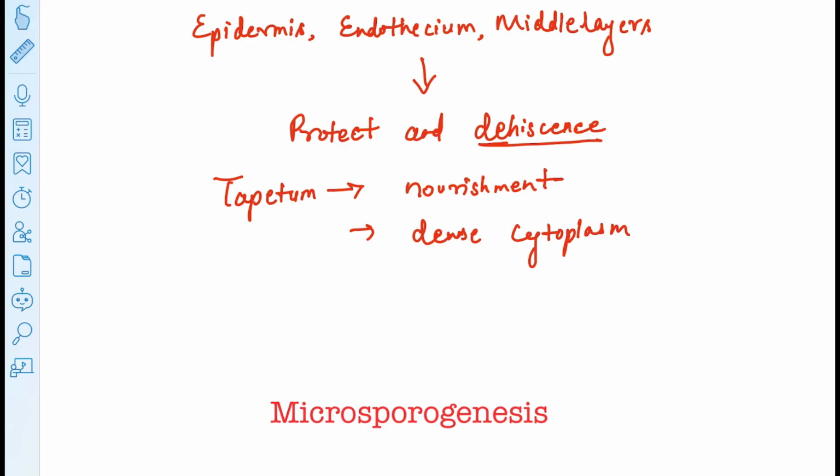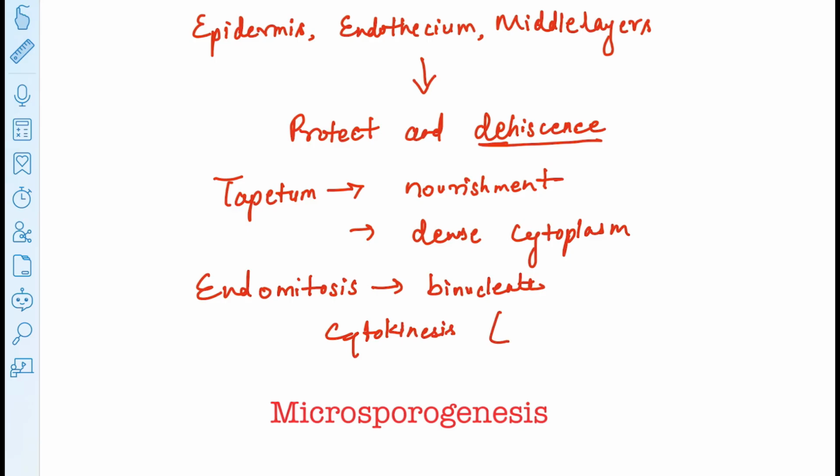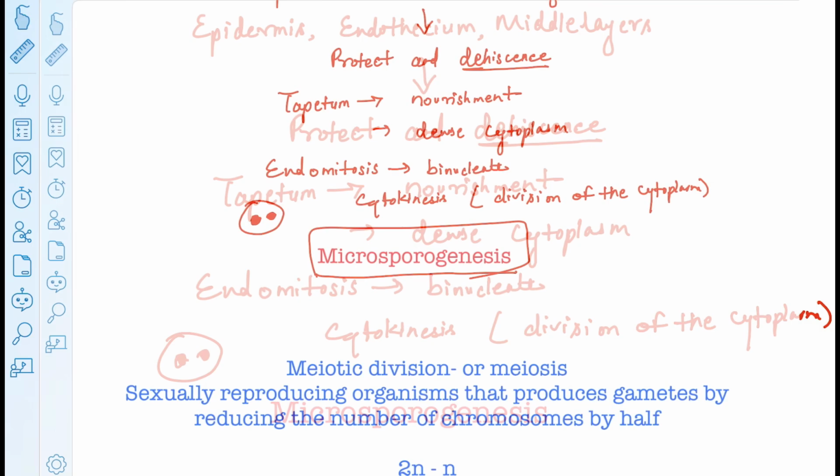Okay, so a point to be noted, in tapetal cells a condition happens that is known as endomitosis. In this condition, the nucleus becomes binucleate, or we can say that the nucleus divides, but the cell itself fails to undergo cytokinesis. And what is cytokinesis? Where the division of the cytoplasm takes place. So this results in two nuclei remaining within the single cell and making it binucleate.